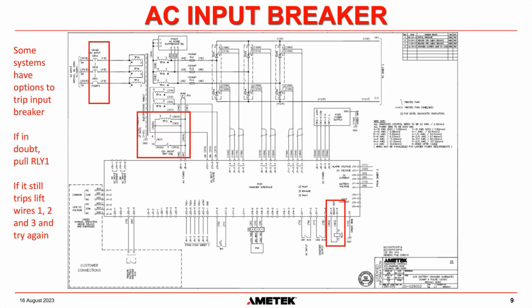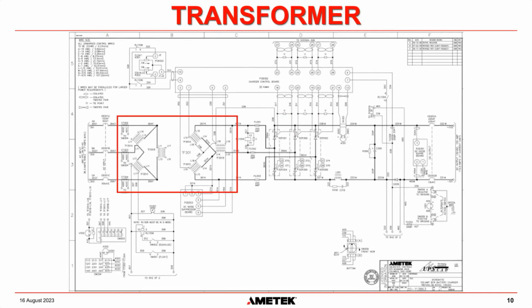So if you remove RLY1 and it still trips, then what I would suggest is that you go in and remove the wires on the output of the breaker. So you would remove the wire here, the wire here, and the wire here. Lift them, tape them up, and then close the breaker again. If the breaker remains closed, then you know there is something downstream of that breaker that is causing the issue. So that's the AC input breaker.